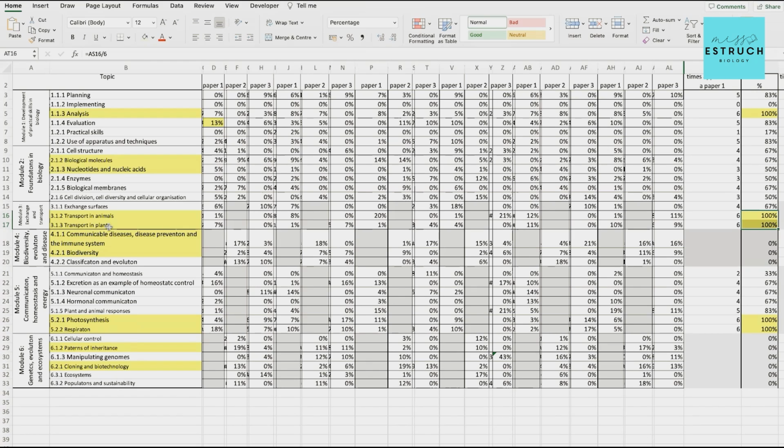Mass transport is a big one that gets assessed. The next ones that always came up were photosynthesis and respiration. So those topics came up every year. So make sure you've absolutely thoroughly revised those topics.